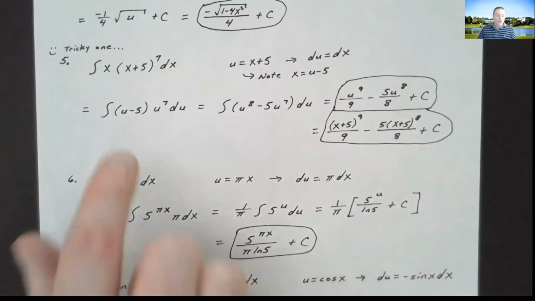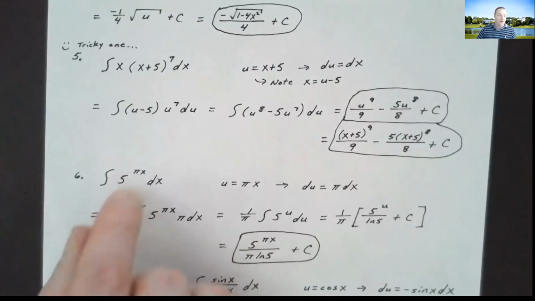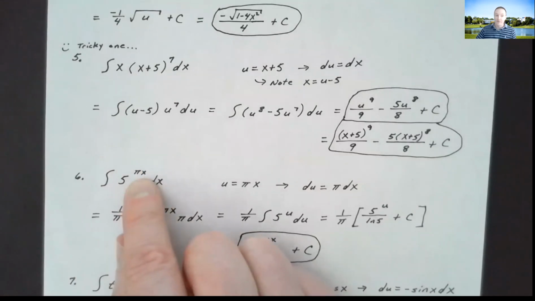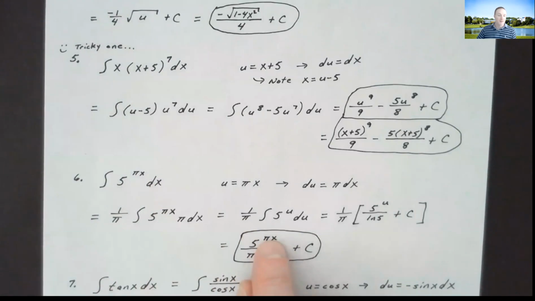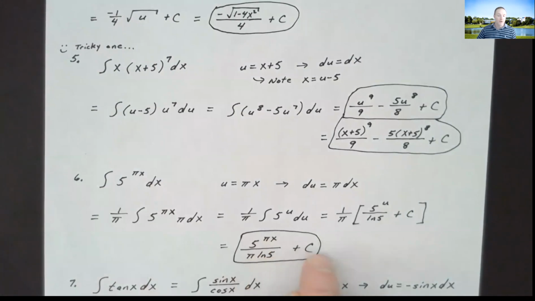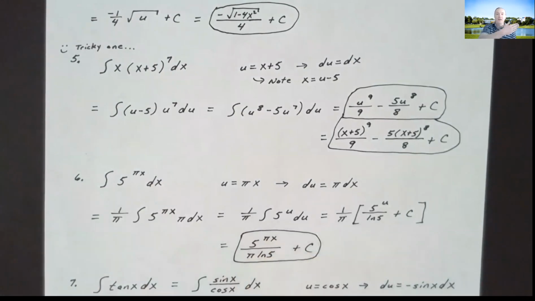So I could just quickly look at this problem and say, well, hey, how do I integrate 5 to the pi x? I know it's an exponential function. The integral of any exponential function is that exponential function divided by the derivative of its exponent and the natural log of its base, plus the constant of integration. You could be done.